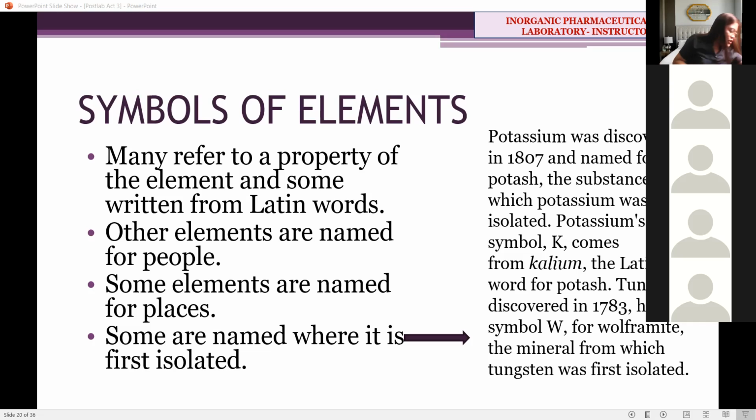Okay? Questions so far about the naming and the symbols of our elements? None.